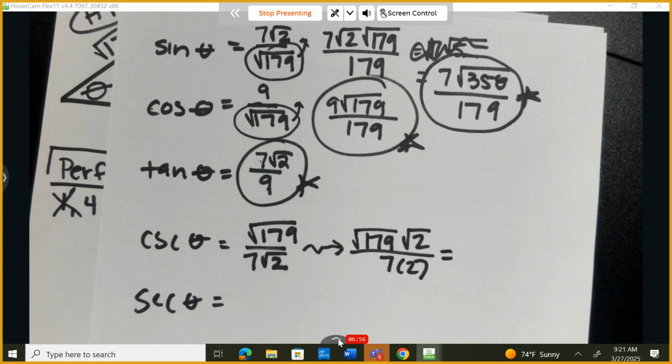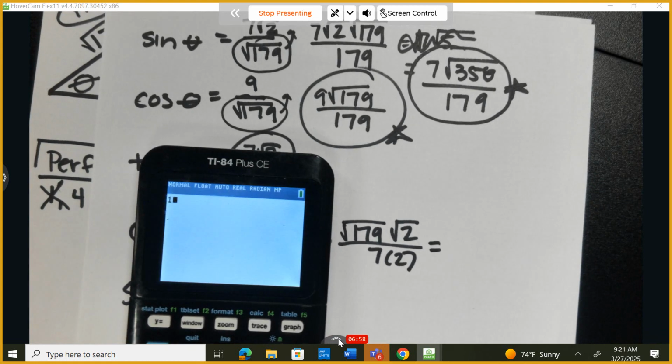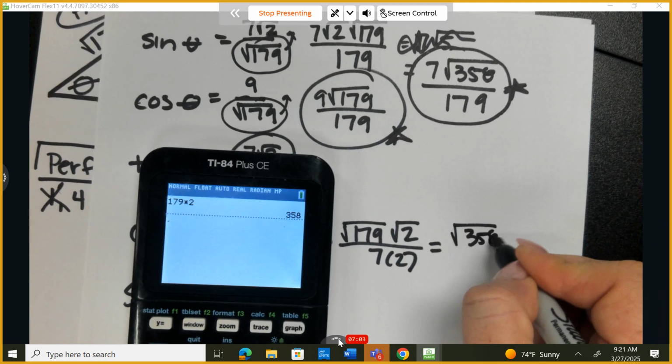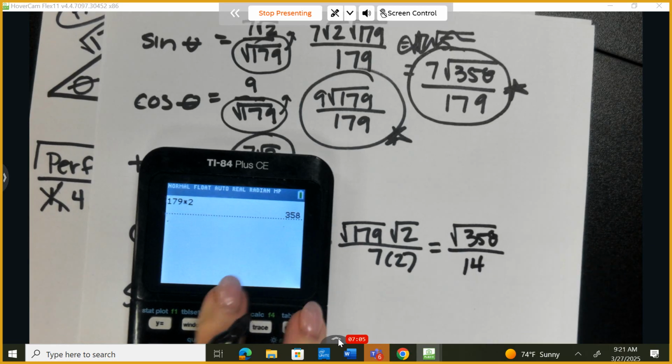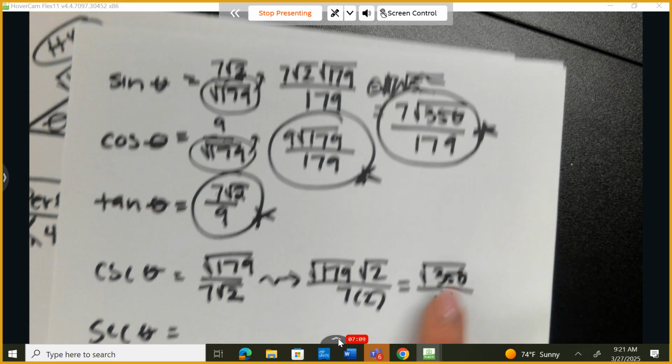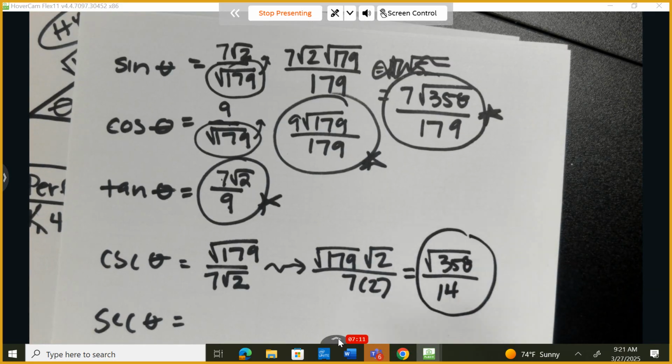These are in the same form, so I have to multiply. I'm going to take 179 times 2, and I get the square root of 358 over 14. Now I've already checked. Remember up here, I already checked 358. I can't break it down with perfect squares, so I know that this is in simplified form.